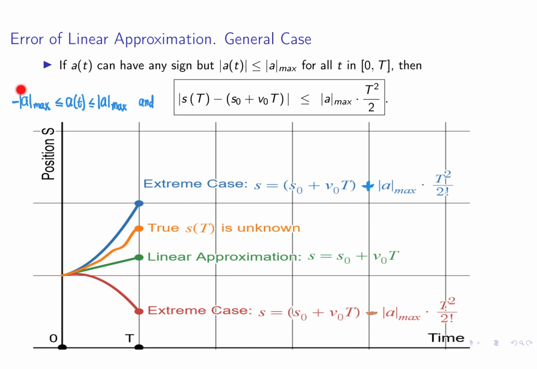In the other extreme case, when the acceleration stays equal to minus a max all the time, we get also a quadratic equation of position versus time, but the quadratic term appears with negative sign. The true position is anywhere between these two extreme cases. The linear approximation returns a position right in the middle between the two extreme cases. So the maximal possible error is still the difference between the value returned by the extreme case and the linear approximation. So when you subtract one from another, you still get the same quadratic term as in the previous example.